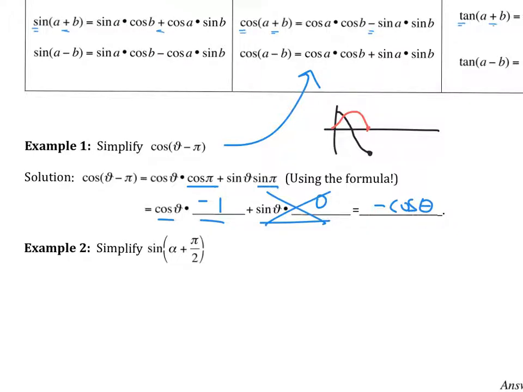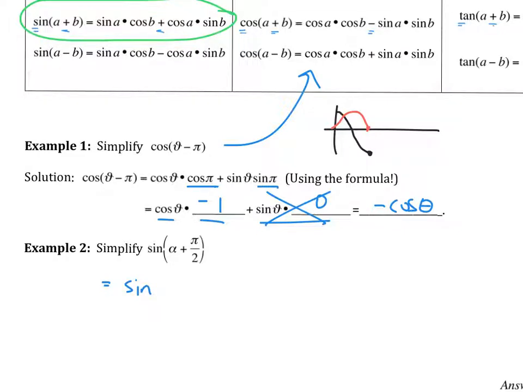So if I have the second example with the sine of alpha plus pi over 2, what would that look like if we expanded it out? Sine, cosine, cosine, sine. Hint, hint, if you need it, it's right up here at the top. Good job, way to speak up.